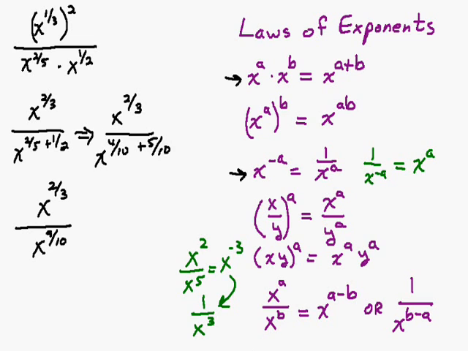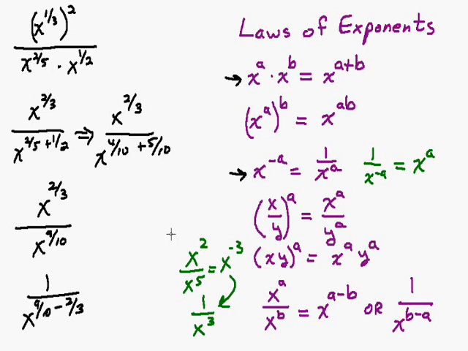So find which exponent is bigger. In this case, the 9/10 is bigger, and so that's where your answer is going to go, in the denominator, because that's where the biggest exponent was. And then you take the biggest exponent minus the smaller exponent, because 9/10 is bigger than 2/3, and then you don't run into getting a negative exponent.